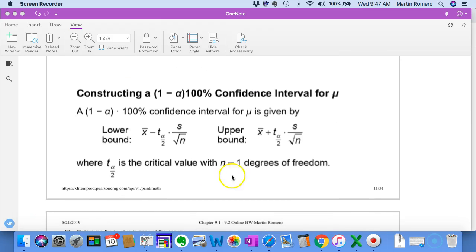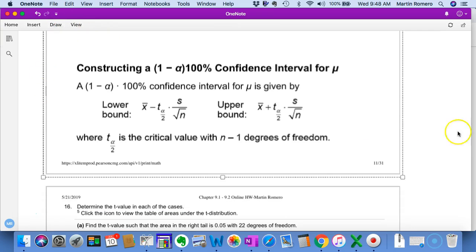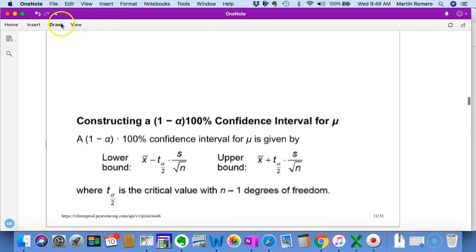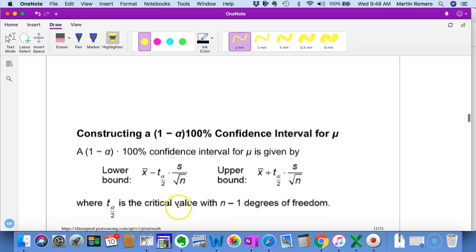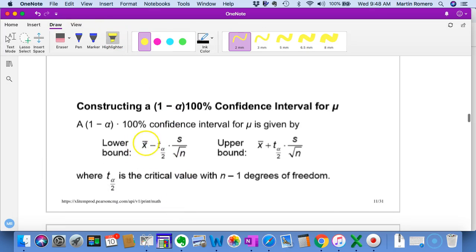Also, here are the formulas that you're provided on the formula sheets to create a confidence interval. It's very similar to proportions. You have a lower bound and an upper bound. Again, it looks complex, but really what we need to know is the sample mean, and then we have these critical values and the standard error. This is a standard error here. This is a critical t. It's not a z, it's a critical t value because we're talking about means.